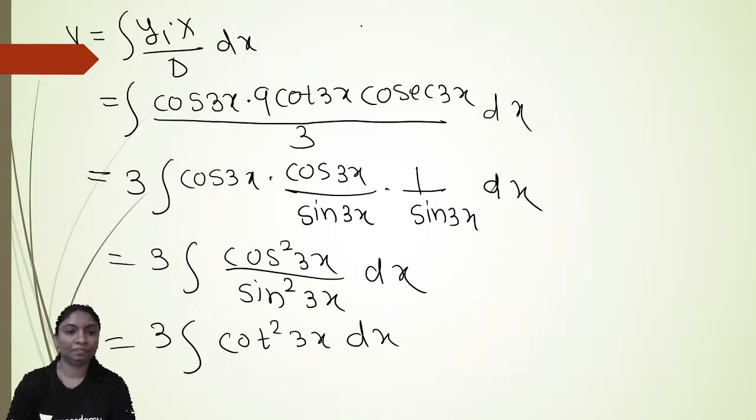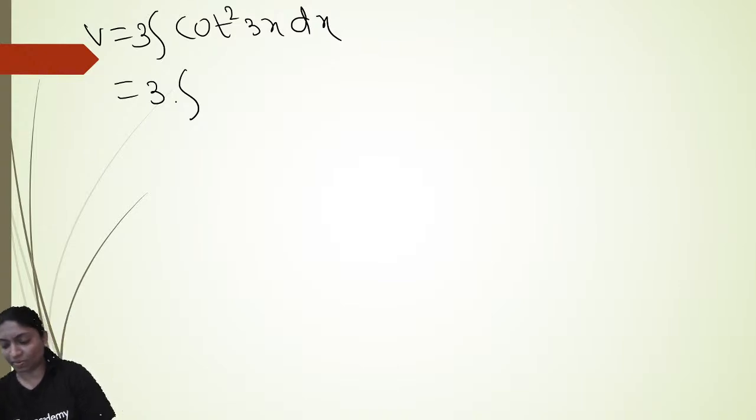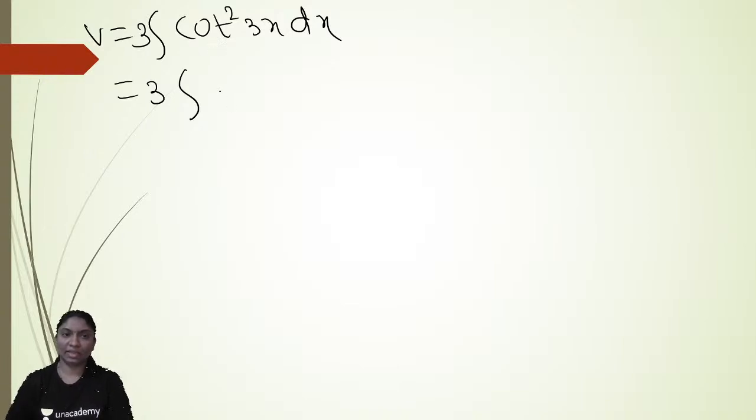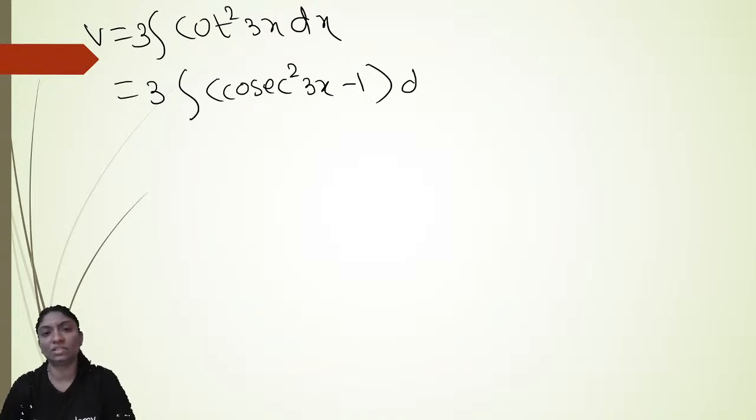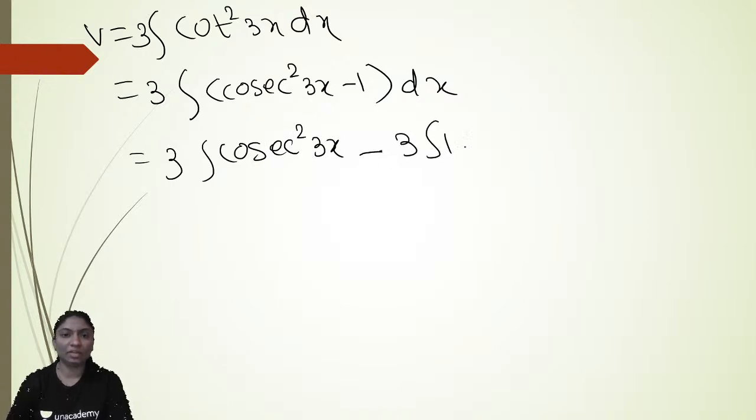Now, see here, integral of cot square 3x. Can I convert this cot square? We have a formula for direct cosec square 3x. So can I write cot square 3x as cosec square 3x minus 1? It means can I write directly here cosec square 3x minus 1? So this is 3 into integral of cosec square 3x minus 3 into integral of 1 dx.